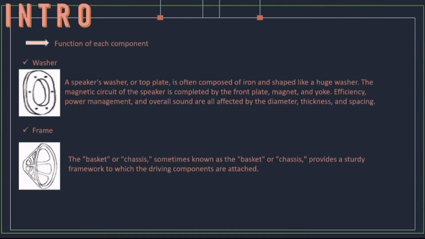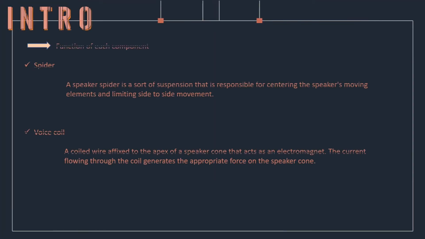Next is the washer. A speaker's washer or top plate is often composed of iron and shaped like a huge washer. The magnetic circuit of the speaker is completed by the front plate, magnet and yoke. Efficiency, power management and overall sound are all affected by the diameter, thickness and spacing. Then the frame. The basket or chassis provides a sturdy framework to which the driving components are attached. The next component is the spider.